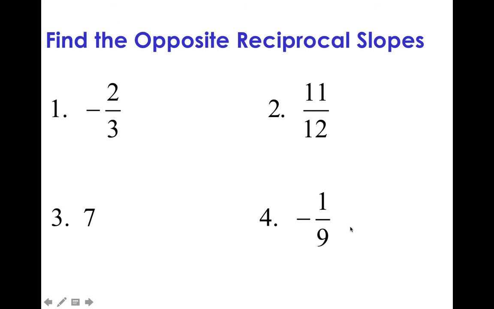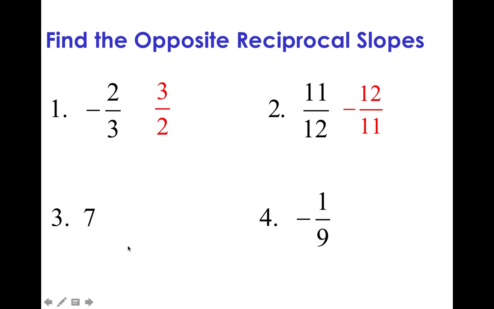So let's look at these problems. These are just some example reciprocal problems. Well, remember the opposite reciprocal for the first one is positive 3 over 2. The second one, negative 12 over 11.